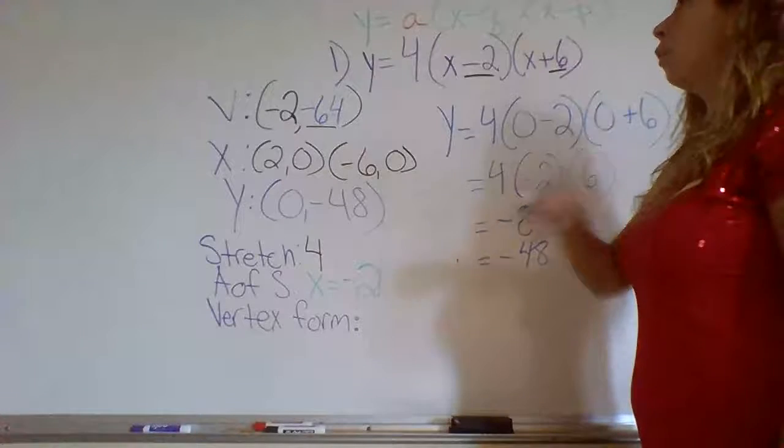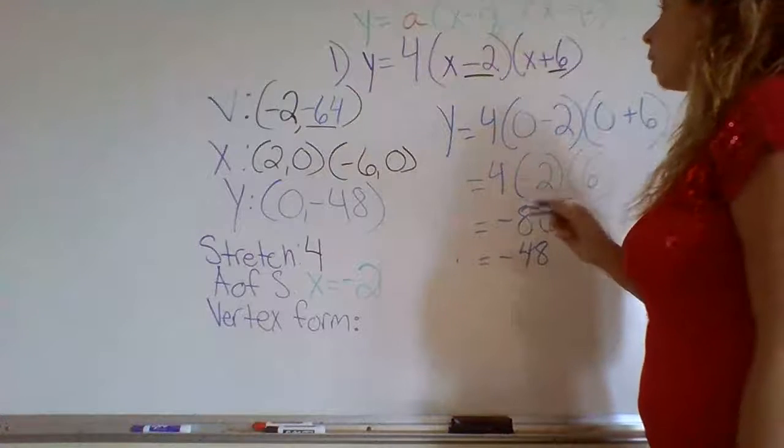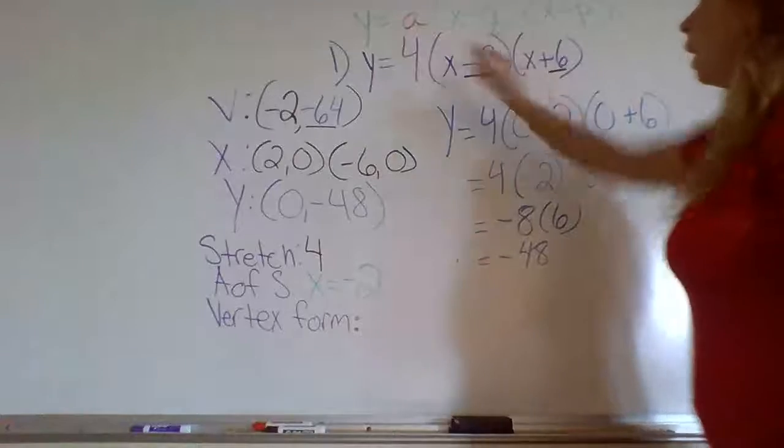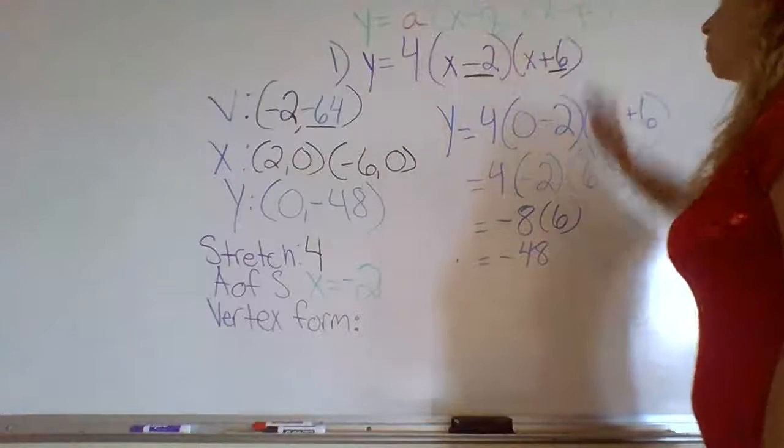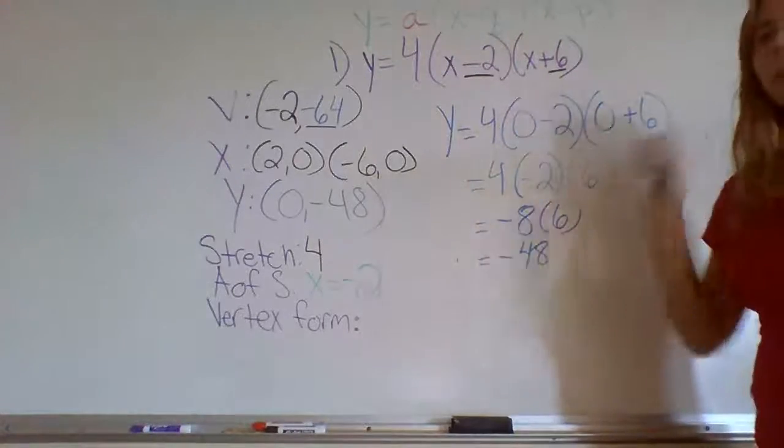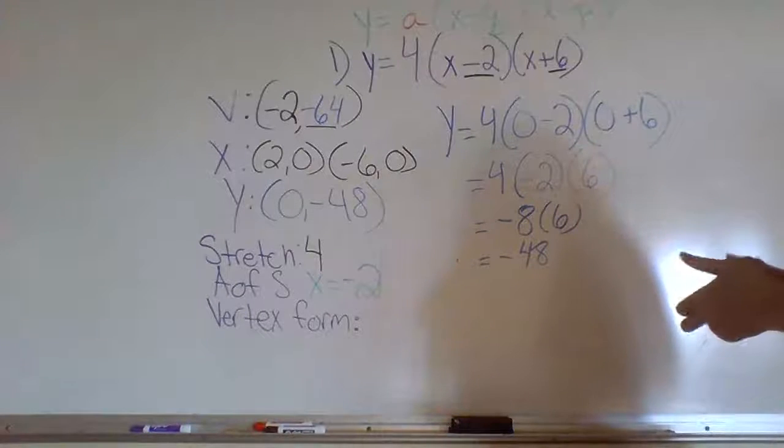Okay? So that's going to work. If you're in factored form, that's always going to work. Your y-intercept is just A times Q times P. You don't need to remember that. That's just a trick if you want to do it faster.